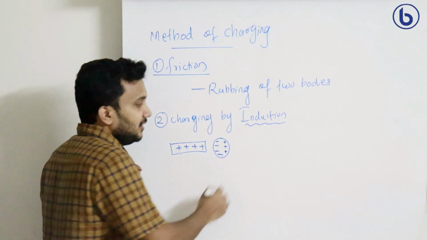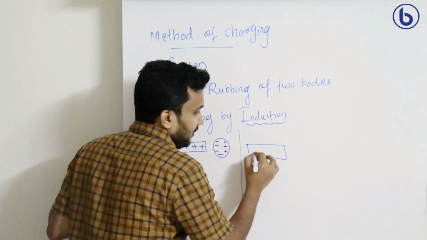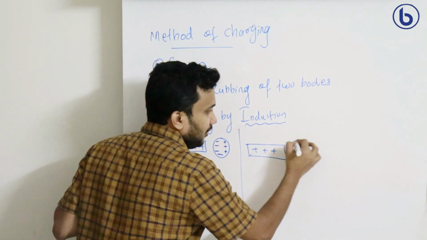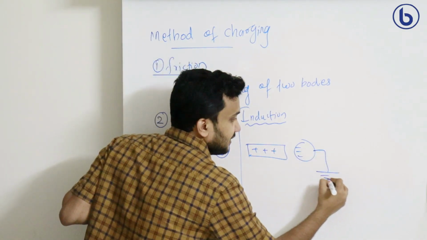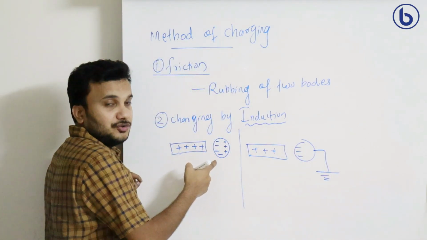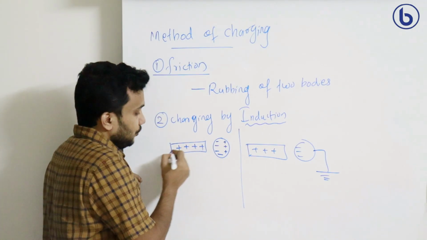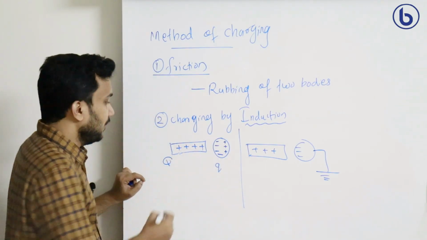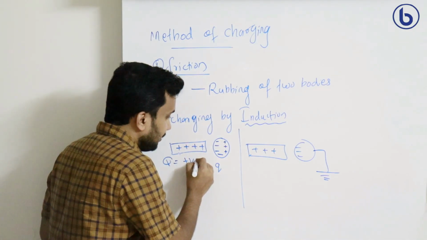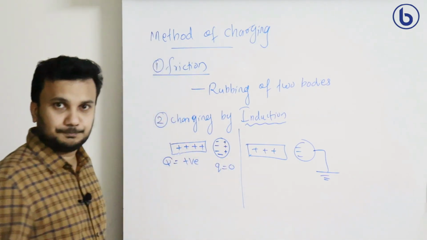Now this is one case. In the same way, repeating the same steps, I have a positive rod and negative charges are generated here. Now if I connect this side, what is the charge of this one actually? The charge of the rod I take as capital Q, and the charge of the sphere as small q. I know capital Q is positive but small q will be equal to 0.